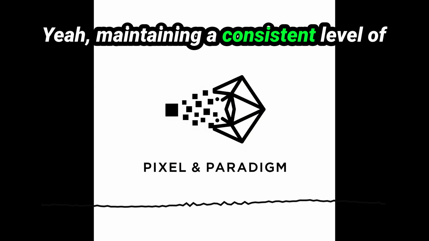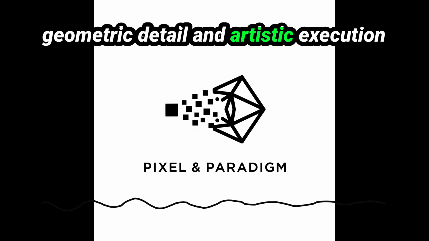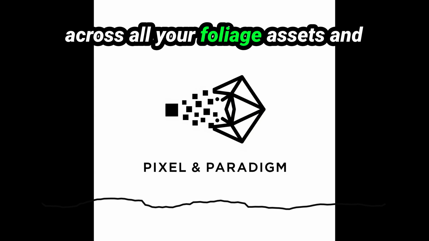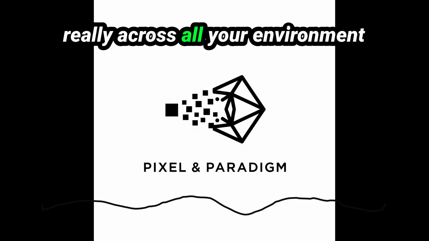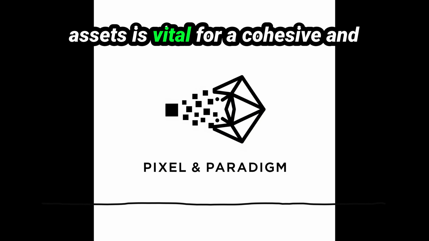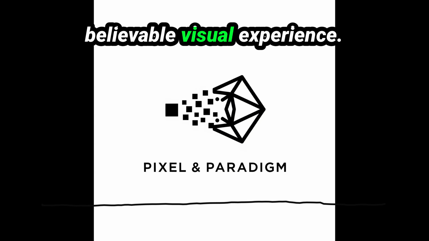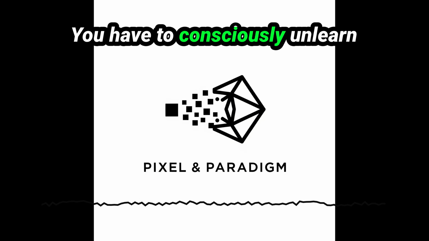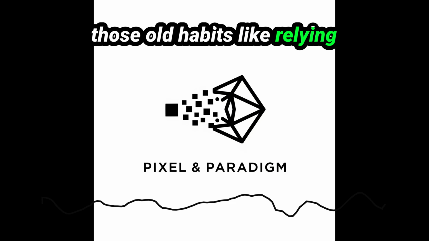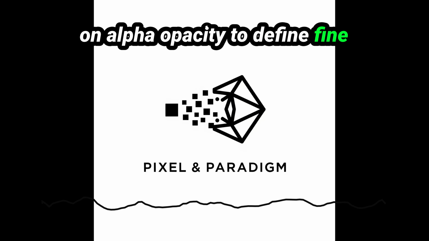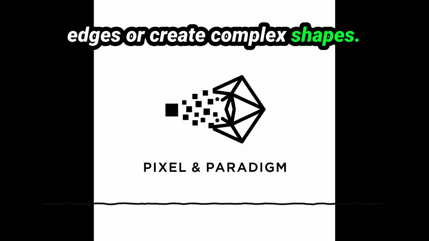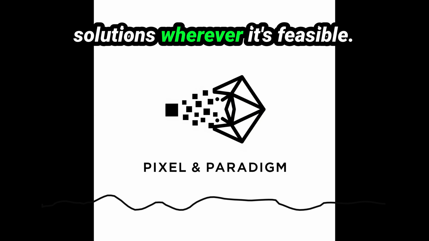Yeah, maintaining a consistent level of geometric detail and artistic execution across all your foliage assets, and really across all your environment assets, is vital for a cohesive and believable visual experience. You have to consciously unlearn those old habits, like relying on alpha opacity to define fine edges or create complex shapes. Instead, you need to look for geometric solutions wherever it's feasible.